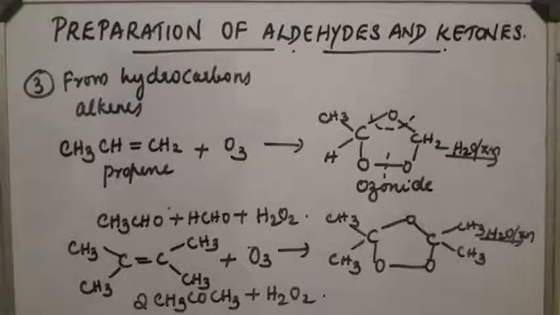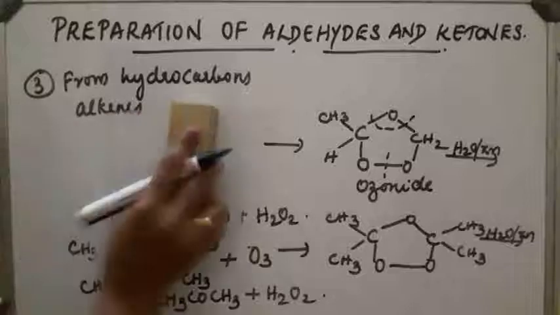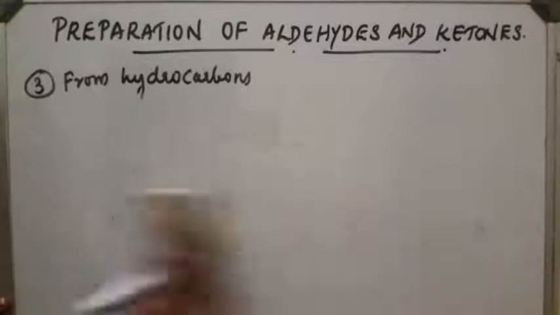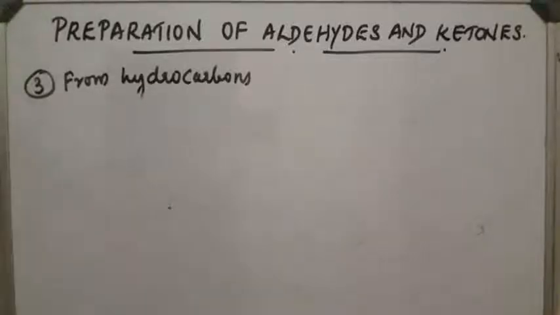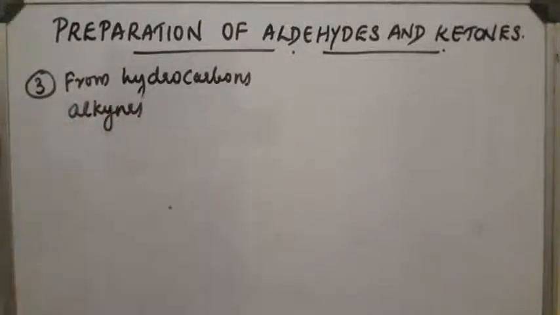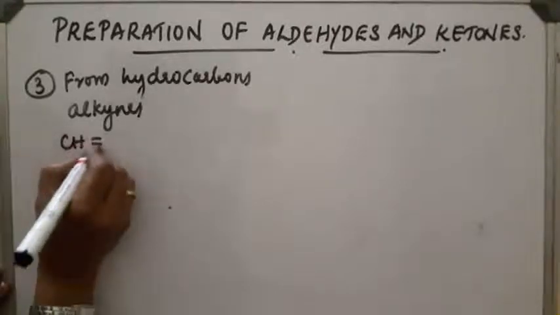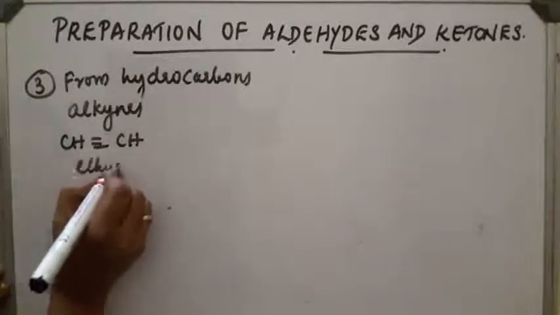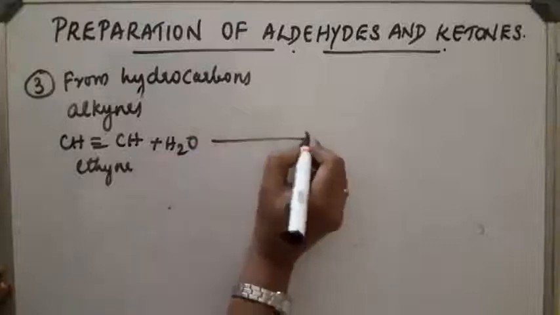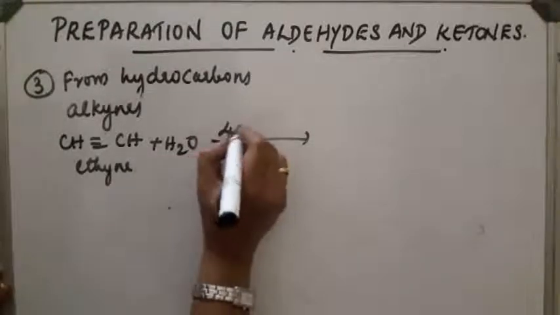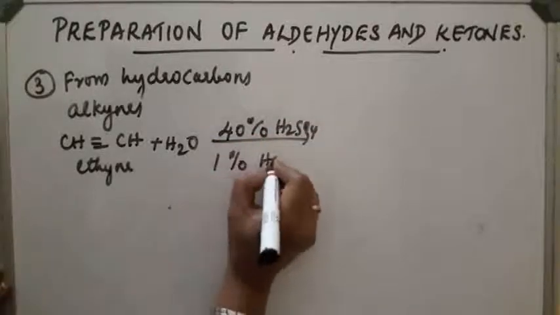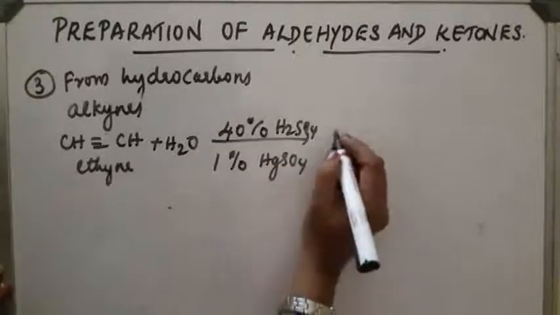Now, the next hydrocarbon is alkyne. From alkynes, how can we obtain them? On reaction with 40% sulfuric acid and 1% mercuric sulfate. Take CH≡CH, ethyne. Hydrolysis takes place in the presence of 40% H2SO4 and 1% HgSO4. The reaction takes place.